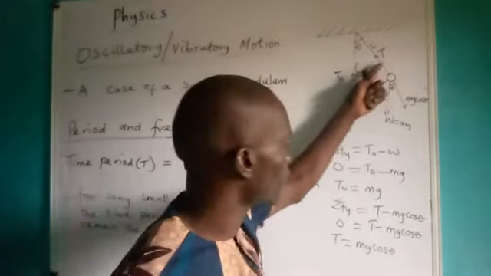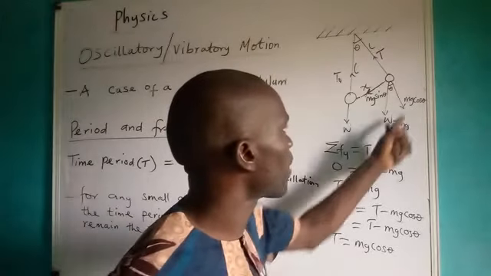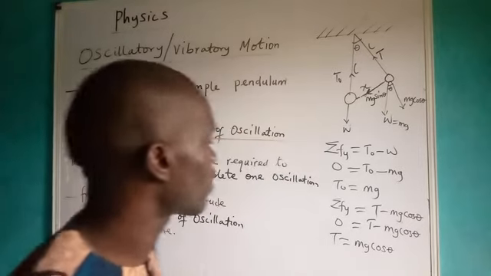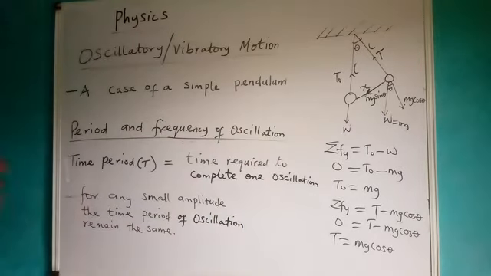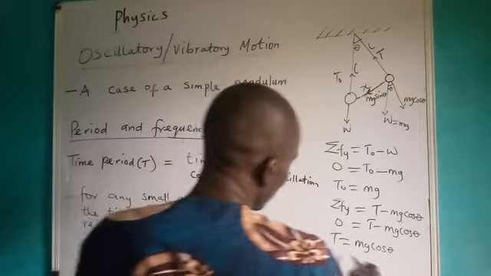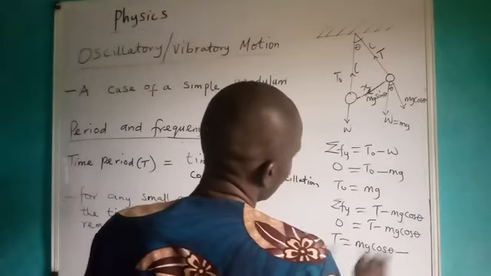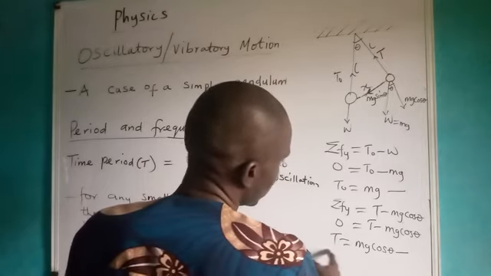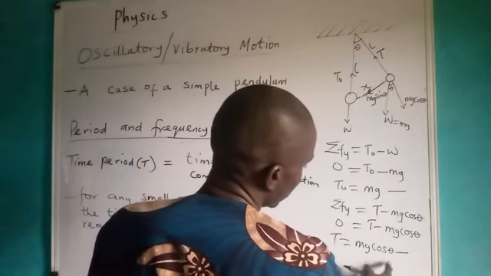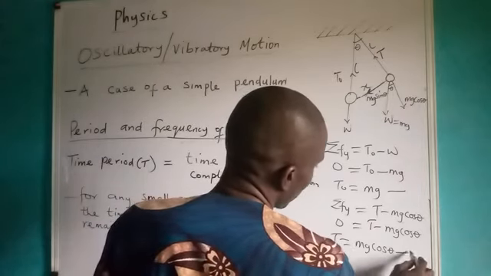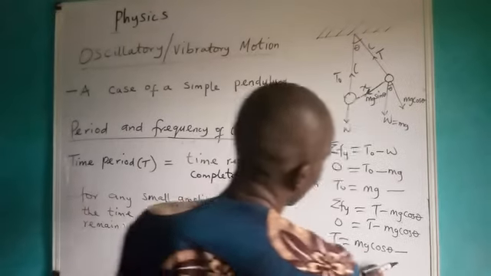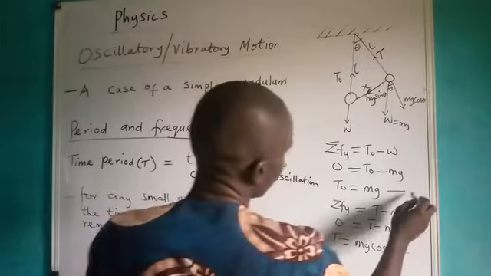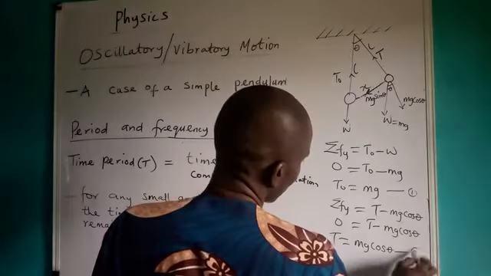The tension force is the one that will support this mg. Therefore, this force is balanced. This one is also balanced because it's supported by mg, and this one is balanced and supported by mg cos theta. Now I can move on. Let me call this one formula 1, and this one formula 2.